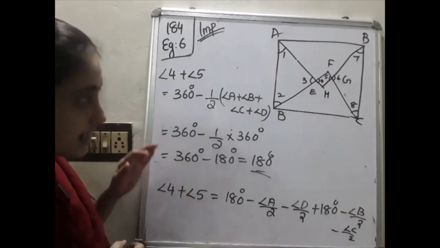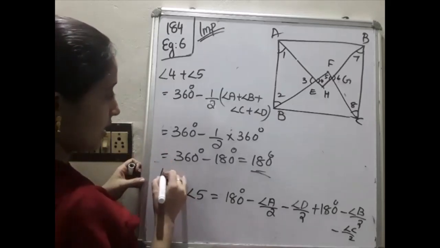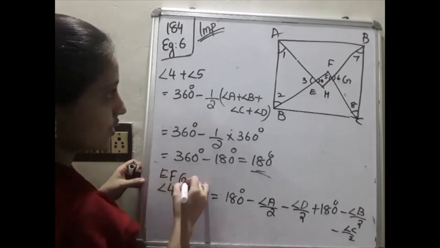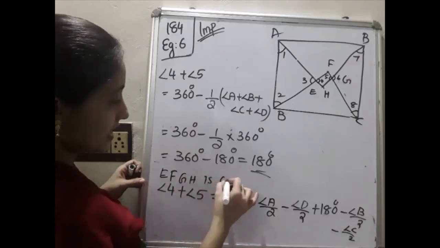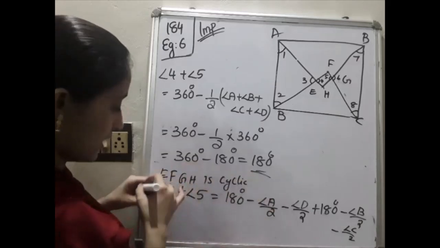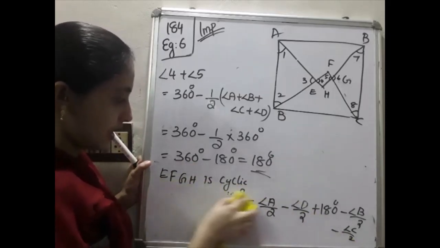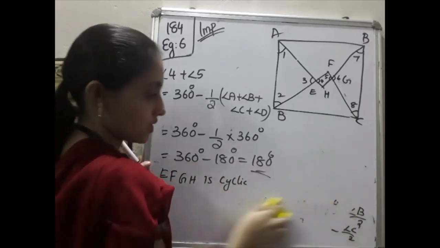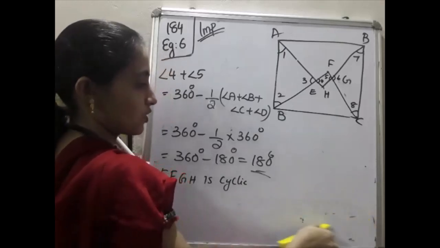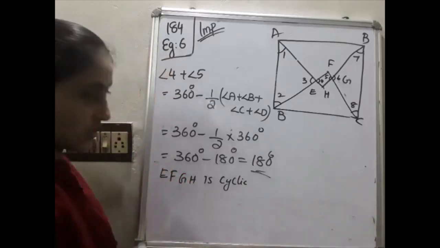So we can write what? EFGH is cyclic. Okay, so this is the last question of this chapter.